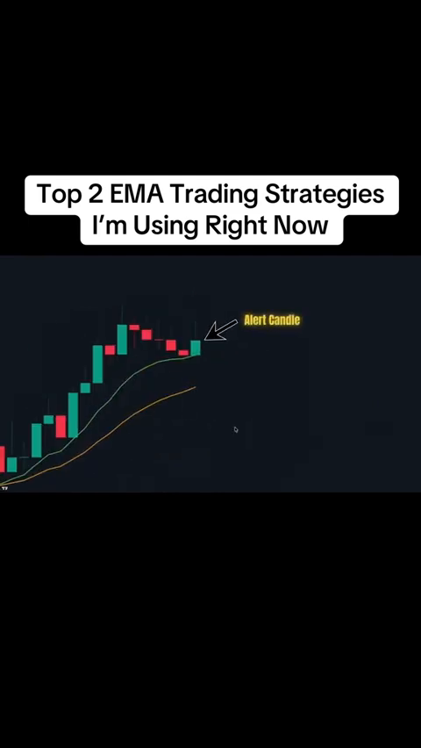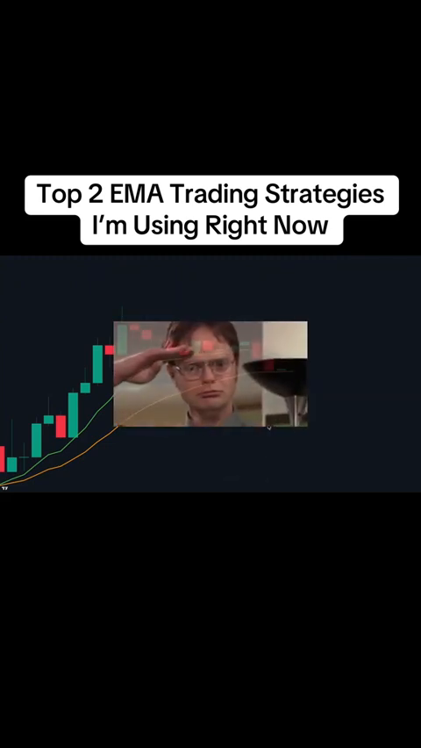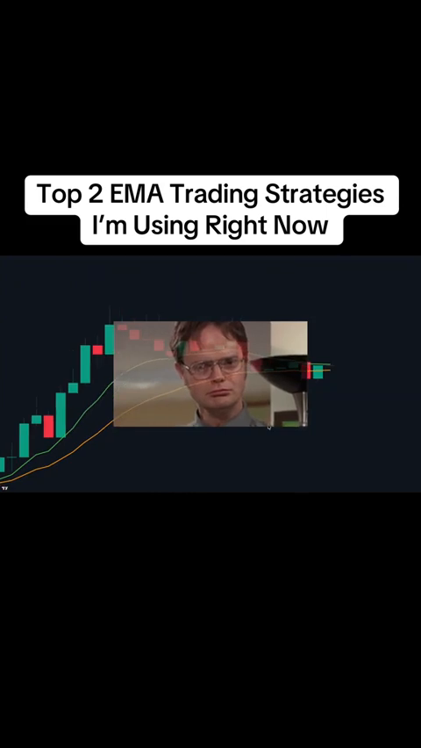But if that alert candle looks timid, if it's barely breaking the previous high or low, if it's covered in wicks, if the body is tiny, just walk away. The market isn't ready. Don't force it. This small detail will save you from so many frustrating, unnecessary losses.